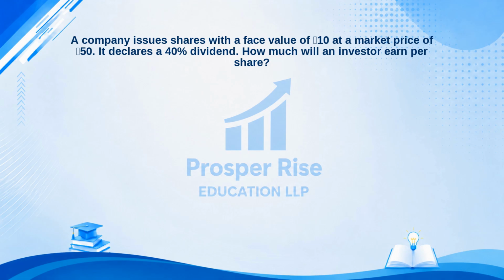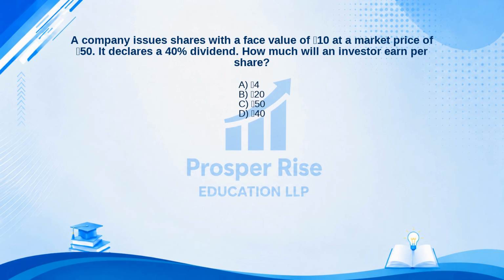A company issues shares with a face value of Rupee 10 at a market price of Rupee 50. It declares a 40% dividend. How much will an investor earn per share? Here are your options. A. Rupee 4. B. Rupee 20. C. Rupee 50. Or D. Rupee 40. Take a moment to pause the video and decide.